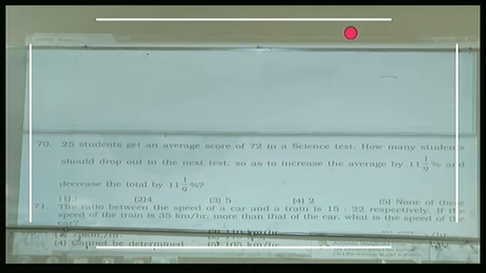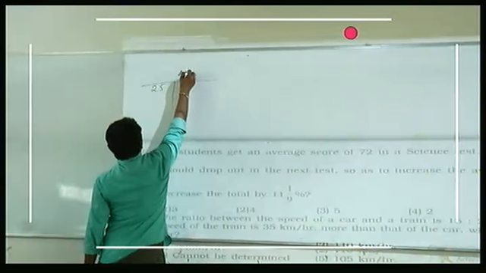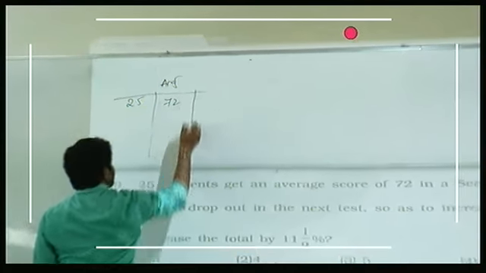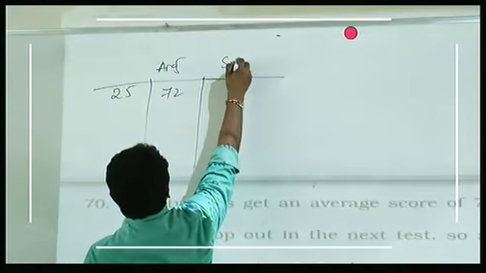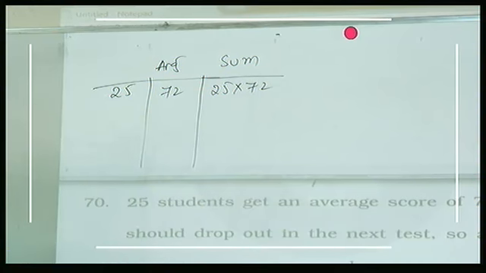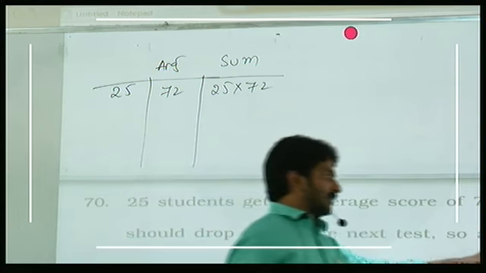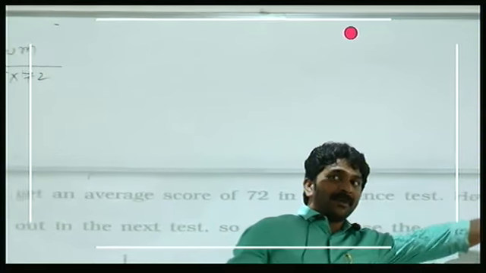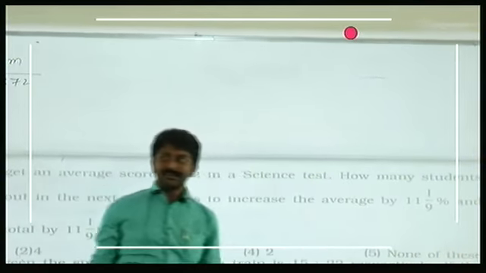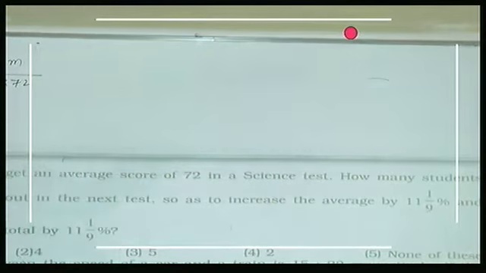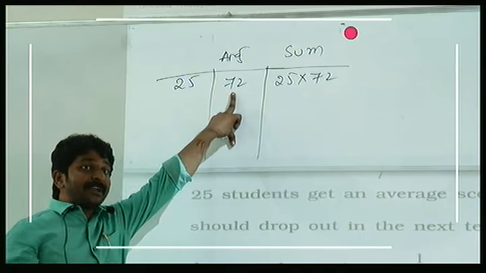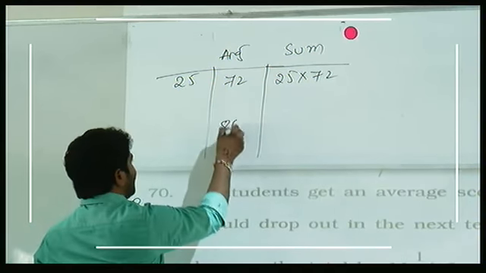Let's say we have 25 members and whose average is how much? 72, and the sum is 25 into 72. We'll calculate that later. Now your question says to increase the average by 11 1 by 9%. What is 11 1 by 9%? It is 1/9. 1/9 of this number is 8. Increase or decrease? Increase. You are expecting an 8 increase in the average. So the new average should be 80.